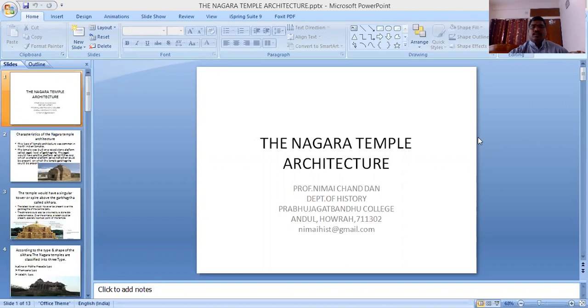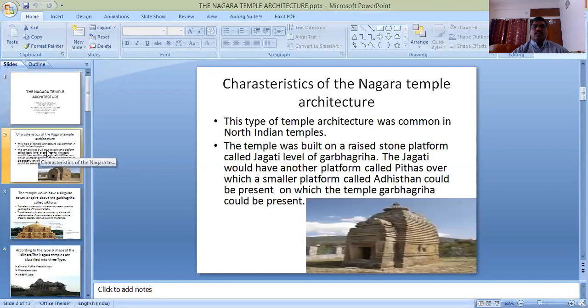Today I am going to present the Nagara Temple Architecture. It is quite known to us that the temple architecture of ancient India was classified into three different types: the Nagara Temple Architecture, the Dravidian Temple Architecture, and the Vesara Temple Architecture. Now I am going to present the Nagara Temple Architecture, specially known to us as North India Temple Architecture.